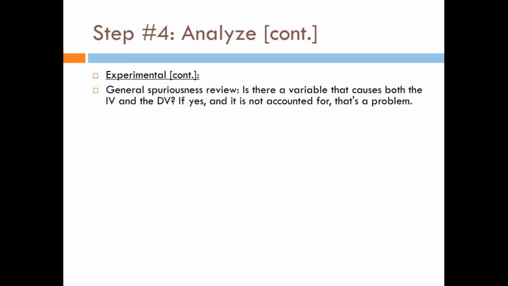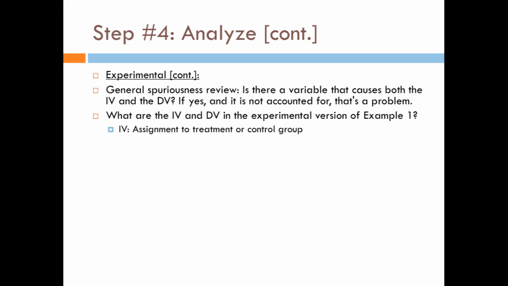Think for a second about whether or not there's a potential issue with spuriousness here. Is there a variable that causes both the independent variable and dependent variable? If yes, and it's not accounted for, that's a problem. What are the IV and DV in the experimental version of example 1 again? Recall the IV is assignment to treatment or control group, and the DV is performance on some tests.